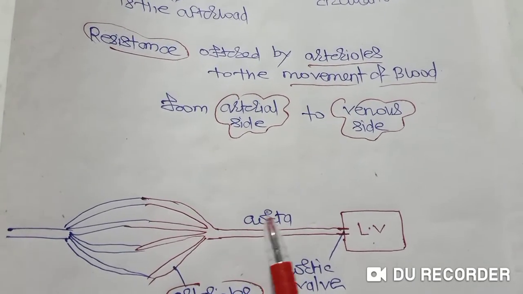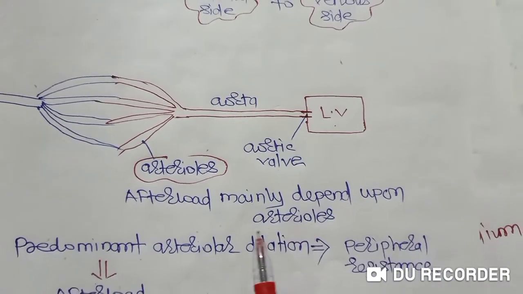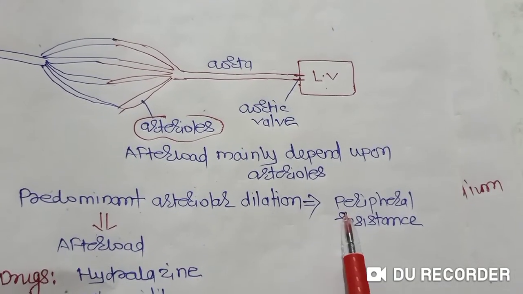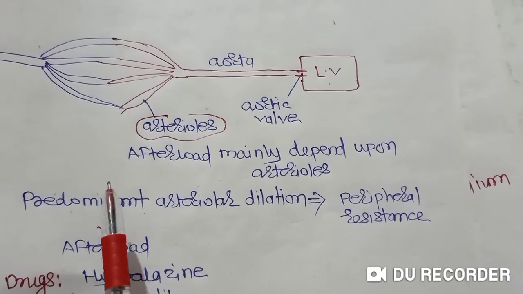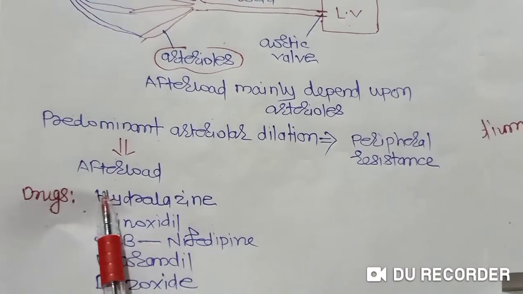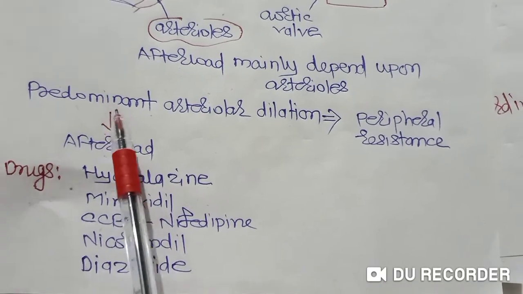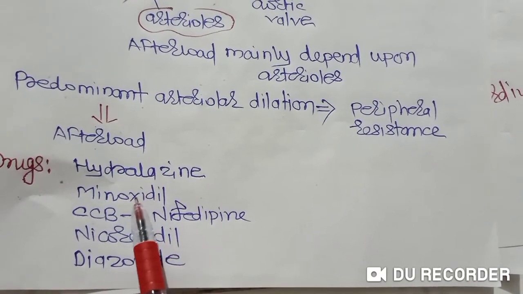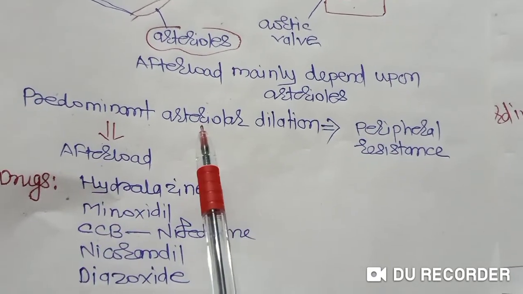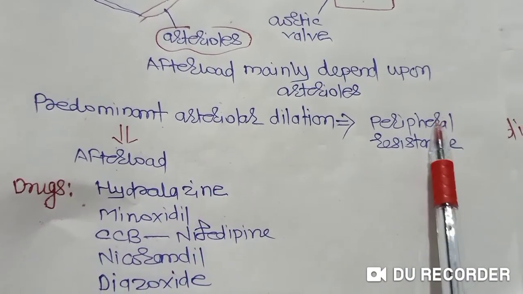So the pressure which is present in the aorta, our systemic pressure in the aorta, we call it the afterload. Afterload mainly depends upon the arterioles. So predominant arteriolar dilatation will decrease the peripheral resistance and it will decrease the afterload. If there is arteriolar dilatation, there will be a decrease in the peripheral resistance and it will decrease the afterload. Now drugs which decrease afterload predominantly, like hydralazine, it's a vasodilator, but with predominant arterial dilatation, like hydralazine, minoxidil, calcium channel blockers like nifedipine, nicorandil, diazoxide, all these are predominant arterial dilators. They will decrease the peripheral resistance, they will decrease the afterload. If it decreases the peripheral resistance, it will decrease the afterload.